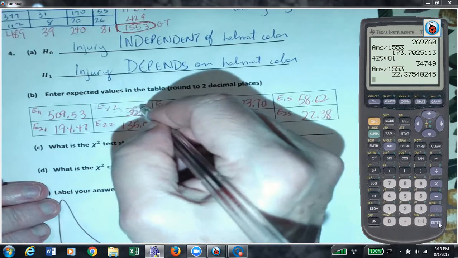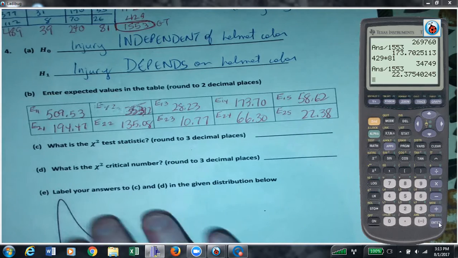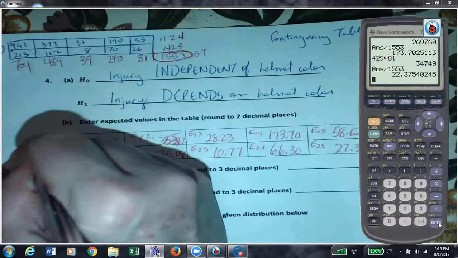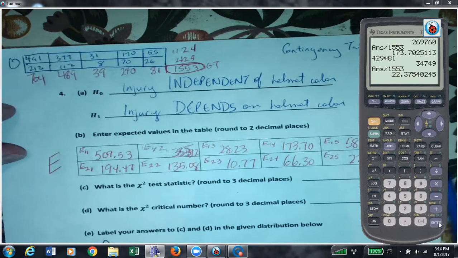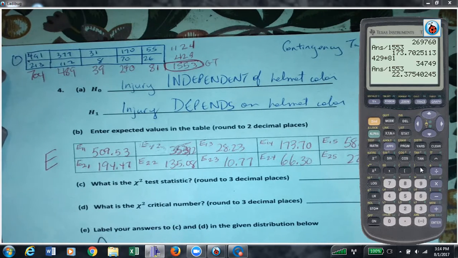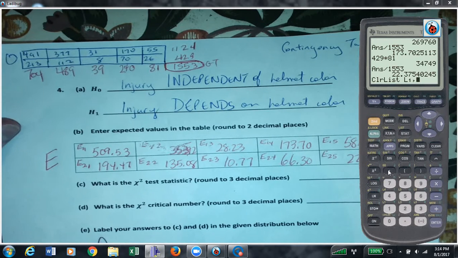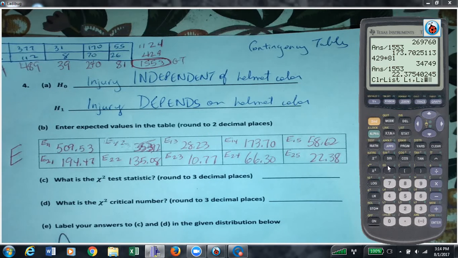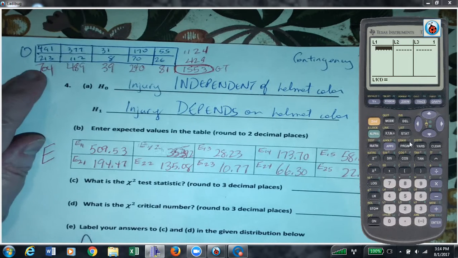Now, I want to put these in a list. I want to put my observed values in a list and my expected values in a list. So I'm going to need to make room for 3 lists. Clear list 1, clear list 2, and clear list 3. So what are we going to put in list 1? My observed values, row by row.